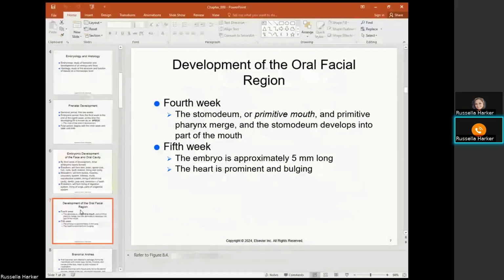If you look at figure 8.4 in your book, you can see the embryo at the 4th week of prenatal development showing the developing brain, the forming face from the growth of the frontonasal process with its stomodeum and placodes, and the developing heart.